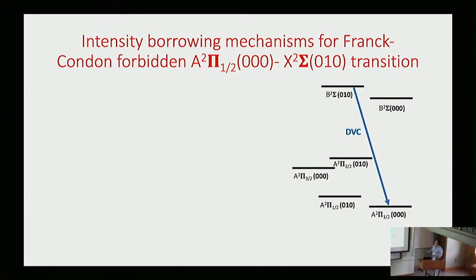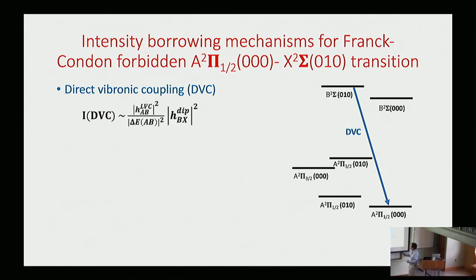So there is a vibronic coupling between A and B. This I call here direct vibronic coupling. It is a simple name. I was told that the educated name is Herzberg-Teller interaction, Herzberg-Teller coupling.